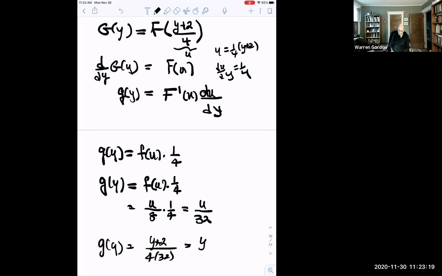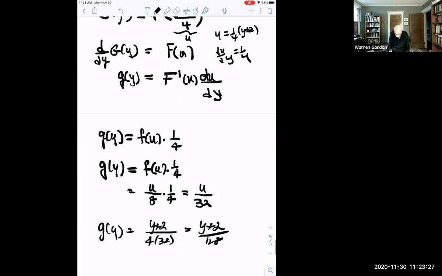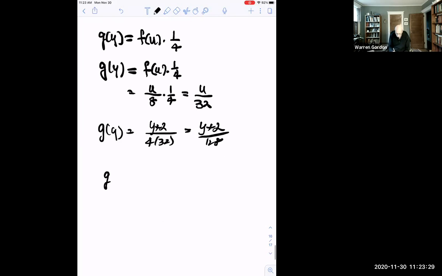So this gives me (y + 2)/128. So I have g(y) equal to (y + 2)/128 over the interval. What did I say the interval was before? It was from -2 to 14, and it was 0 elsewhere.